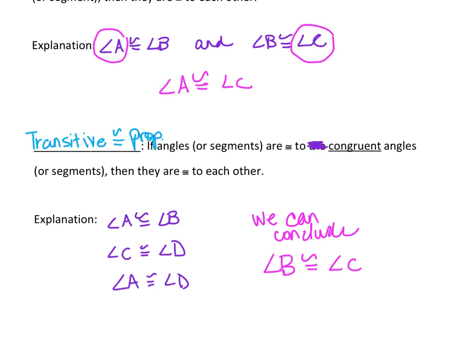Alright, so that might look a little bit confusing, so let's break down what just happened. We have angle A is congruent to angle B, and angle C is congruent to angle D. Those are four different angles. We also know that angle A and angle D are congruent. So these are congruent to each other, which means that if angle A and angle D have the same measure, then B and C must have the same measure because they are congruent to A and D. So that's your transitive congruent property.